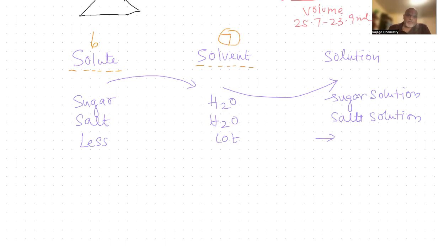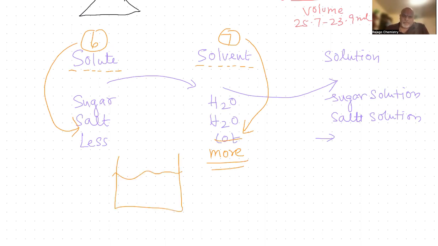So less added to more. Let's say you take some water, and if you add sugar into it, this sugar is called the solute, and this water is called the solvent, and finally you end up with a sugar solution.